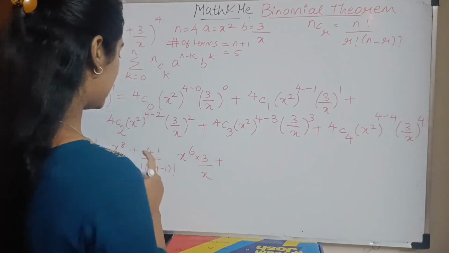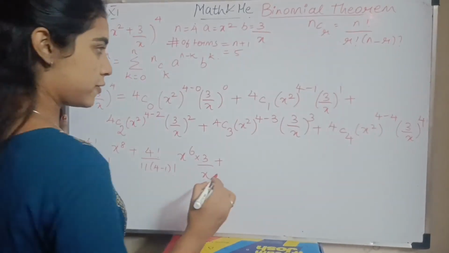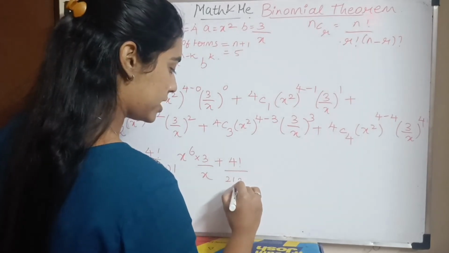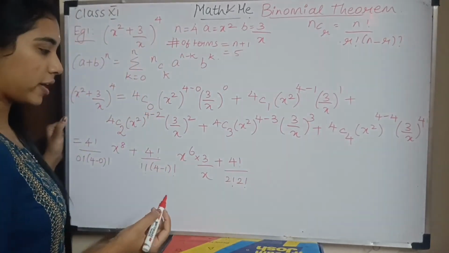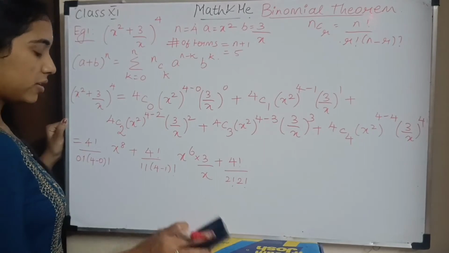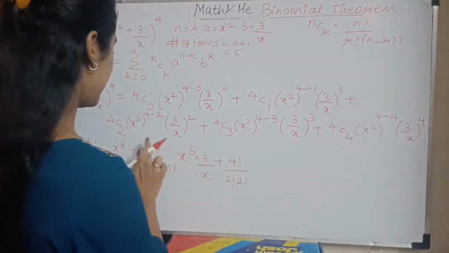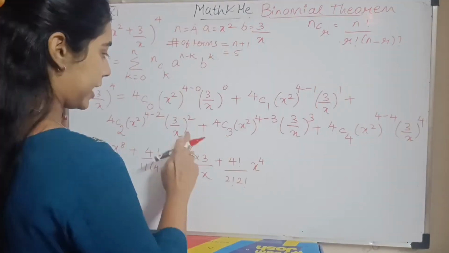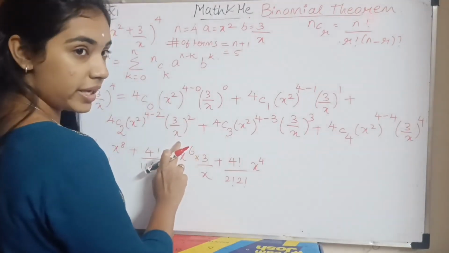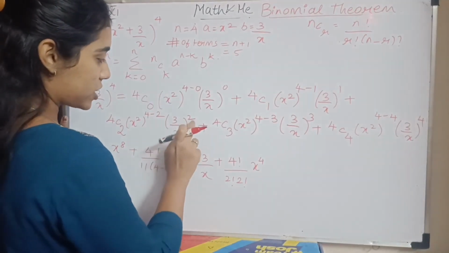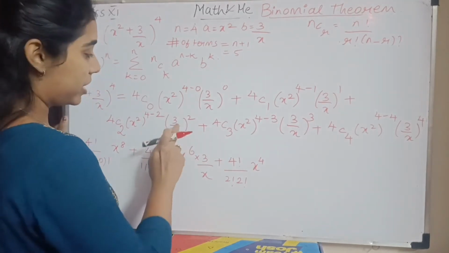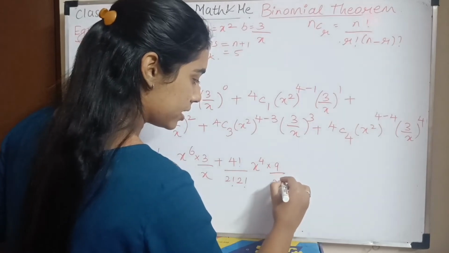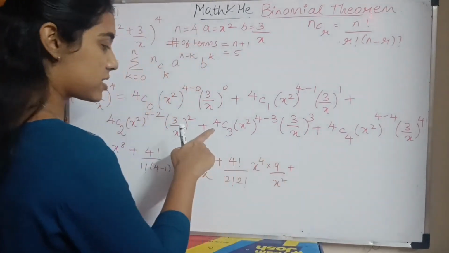Plus, what is my third term? 4C2. What is 4C2? 4 factorial divided by 2 factorial times (4 minus 2), so it is 2 factorial. I'll just write it directly. Times x square to the power 2, so it is x power 4 times 3 square divided by x square. The square is for both the numerator and the denominator. So it is 9 by x square. So times 9 by x square.